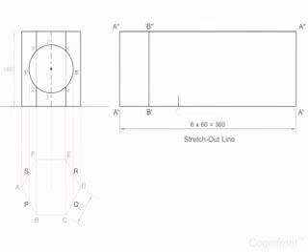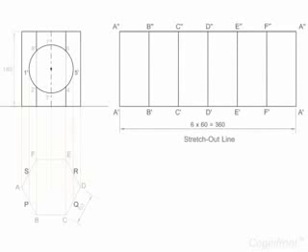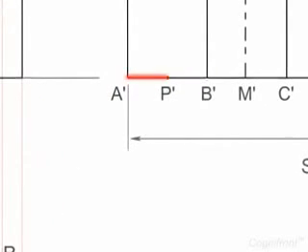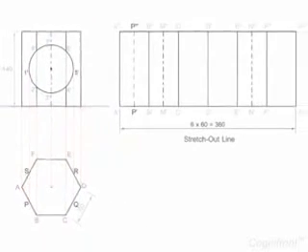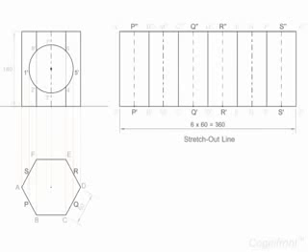Now divide the line A' into 6 equal parts. Then draw vertical lines from these parts to meet line A'. On line A', locate point P' such that A'P' equals AP. Similarly, locate point Q', R', S' and draw vertical lines from these points.